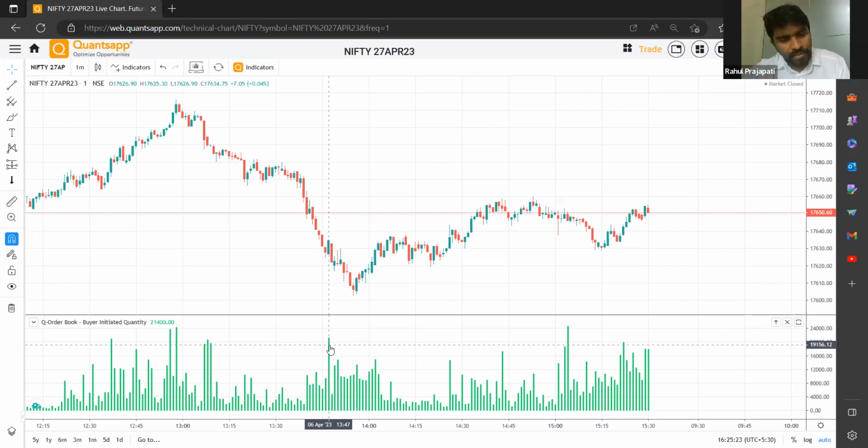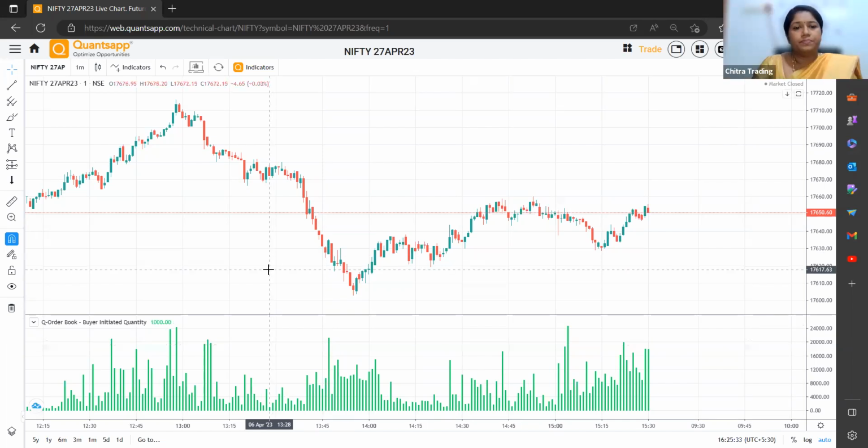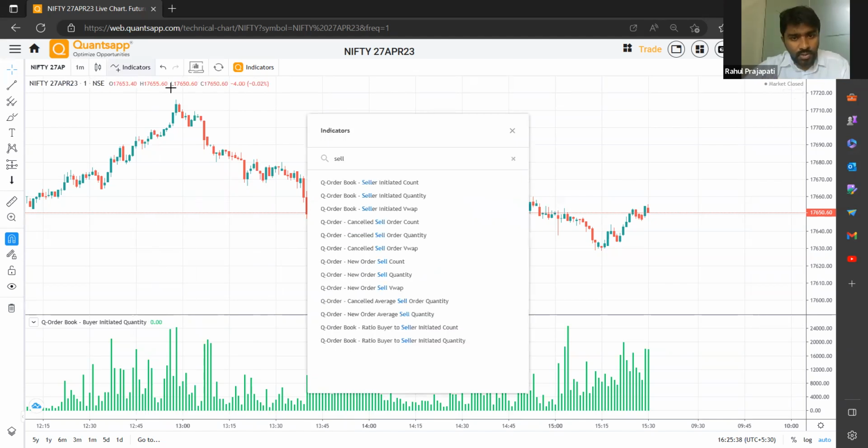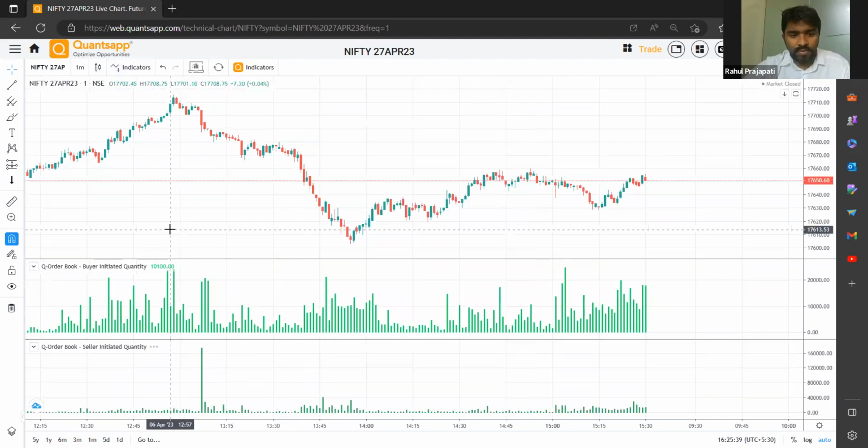Okay. So this is for the scalping setup you are showing now. Yeah. The time frame we'll be using, we'll be using this data to understand that okay, there is a movement likely to come or not. Okay, I'll show you the full setup. So you can see that this is a buyer initiated quantity. I'll add the seller initiated quantity also. Okay. So these are the two quantities you can see now.